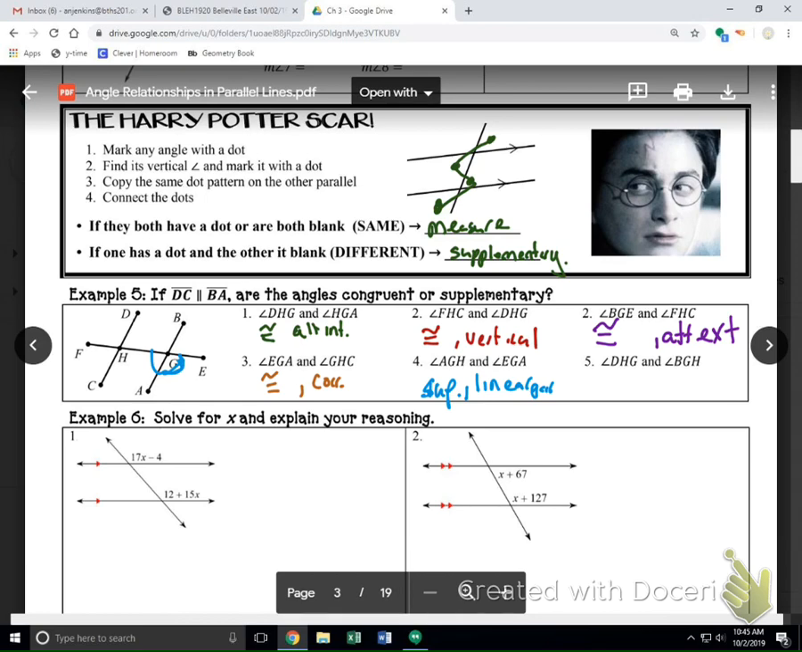Okay, over here, last one. I'm going to go here. We have DHG and we have BGH. What do we know about those two? Same side. And that means they're supplementary.